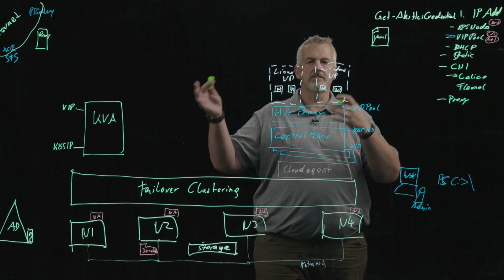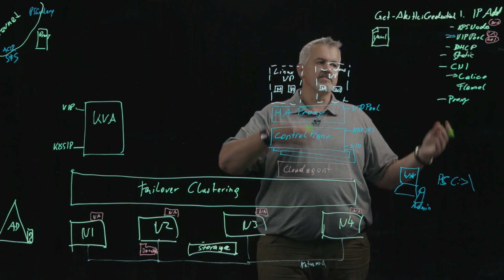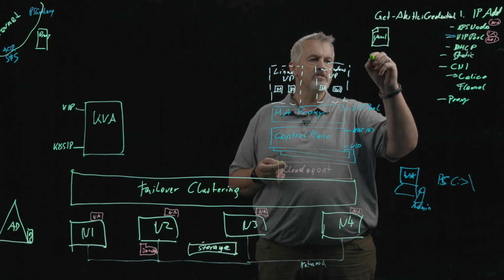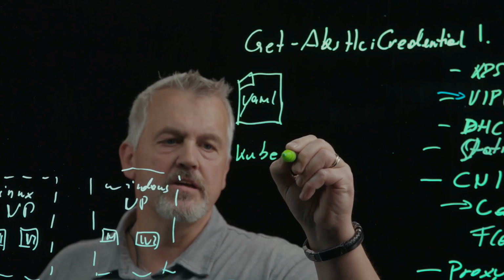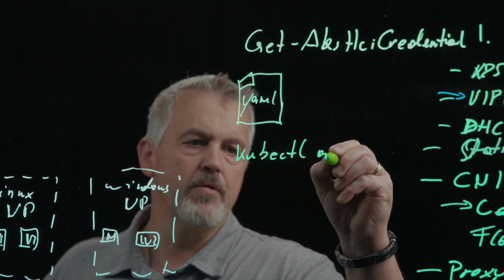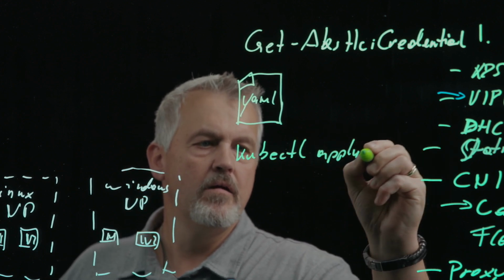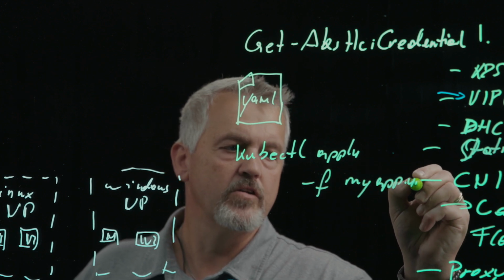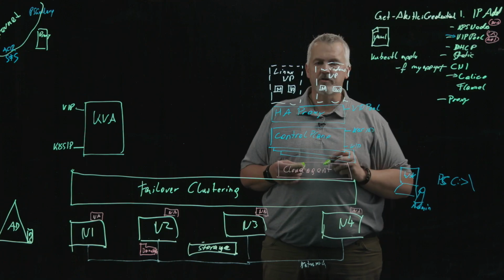It says this is the container you want to deploy, this is the service you want to expose, and all those other things that you need to actually deploy an application. And then we can do a kubectl apply -f myapp.yaml. And that's the file we created here.